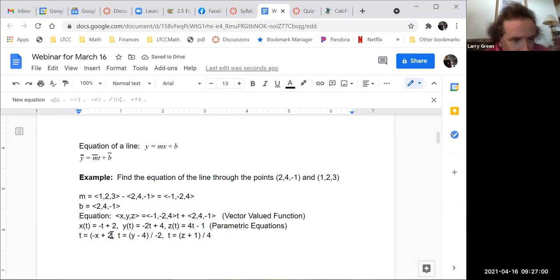So you bring the x over, and then I'm going to put over 1. There's a reason I'm going to do it. You're always allowed to do that. You can always put over 1. But that way they all look similar. Any questions on that? All right. If I have t equals negative x plus 2 over 1, t equals y minus 4 over -2, and t equals z plus 1 over 4, and I don't want to have any t's, what can I do?